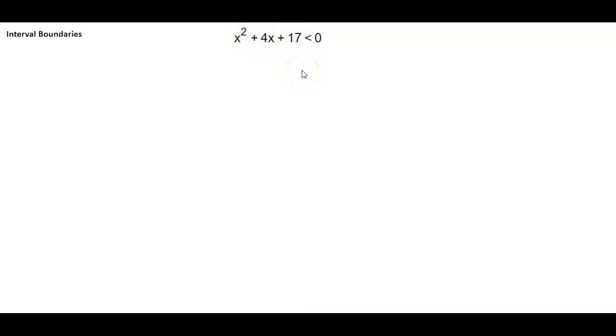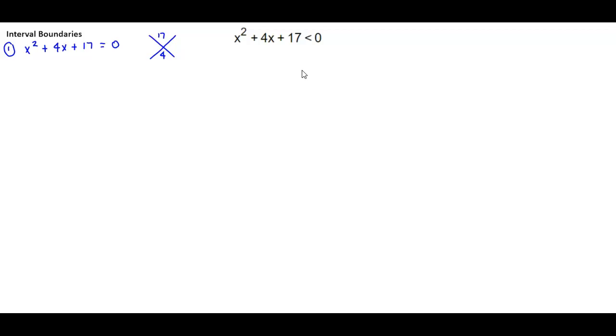Now we need to determine the interval boundaries. So we have x squared plus 4x plus 17, and we're going to set that equal to 0. Now we need to see if we can factor this. We can't factor something out of it, and if we look at 17 and 4, we do not have two numbers that multiply to get 17 and add to get 4.